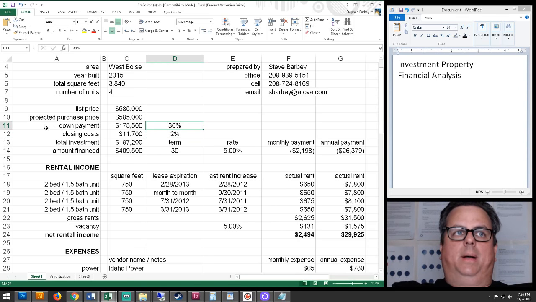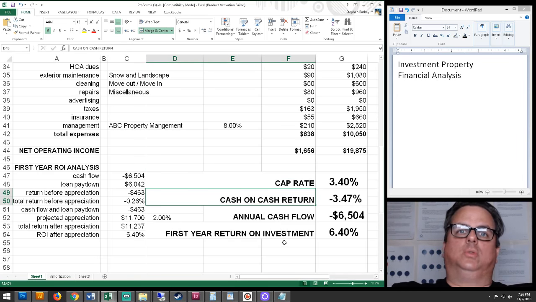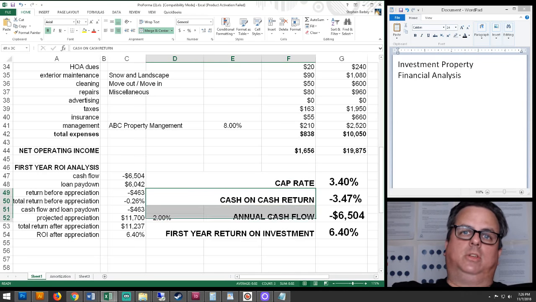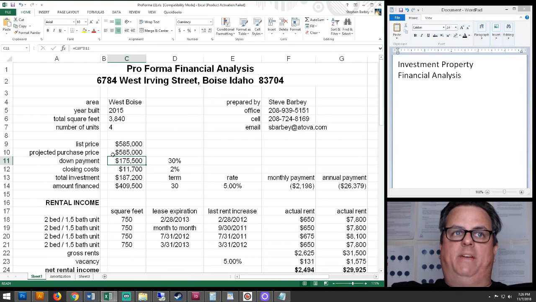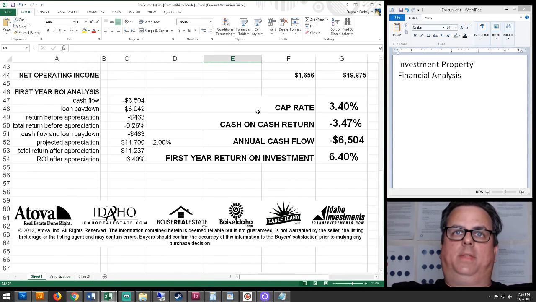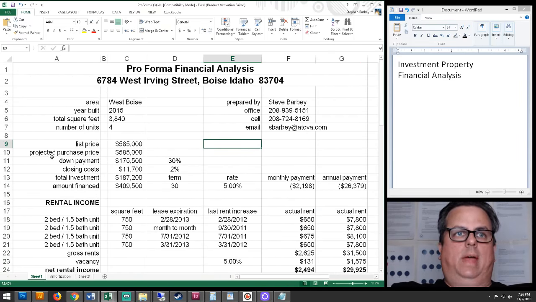So down here, you're going to see that we have these other mechanisms. Cap rate, cash on cash return, annual cash flow, ROI. So for cash on cash return, actually for all of these, the down payment does play a factor. That's why it's here. So the other analyses, not the cap rate, but these guys do take into account that down payment, and that's why it's there.